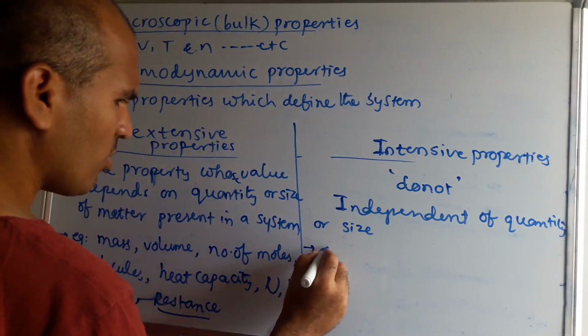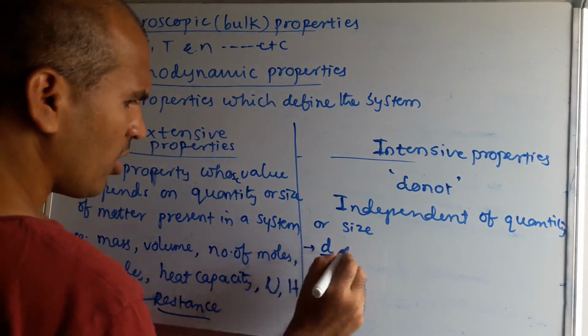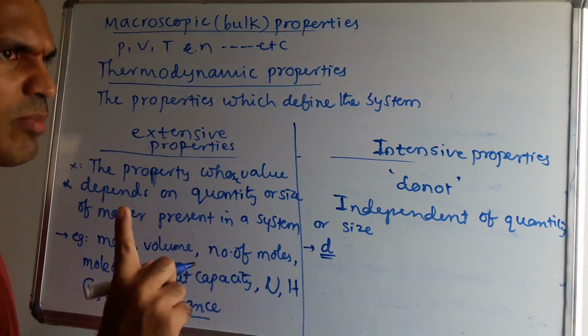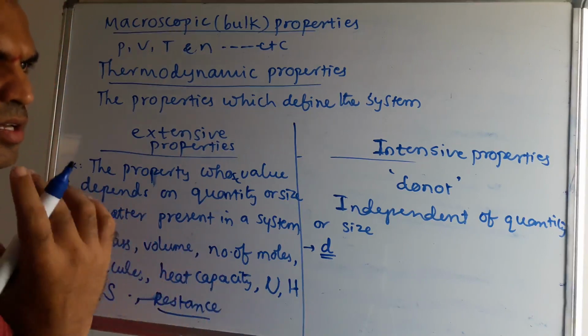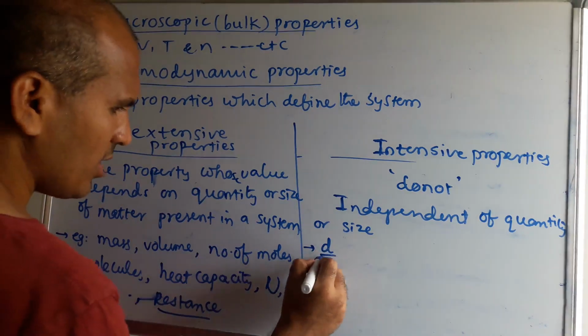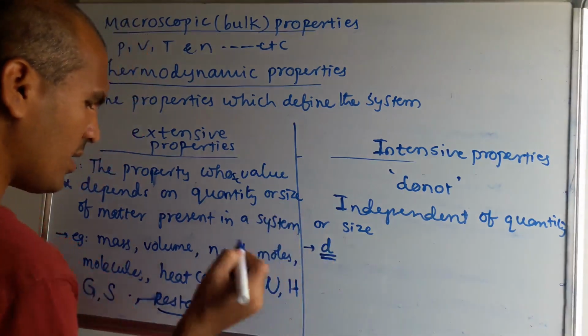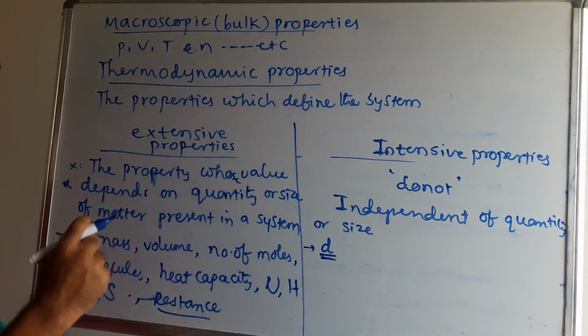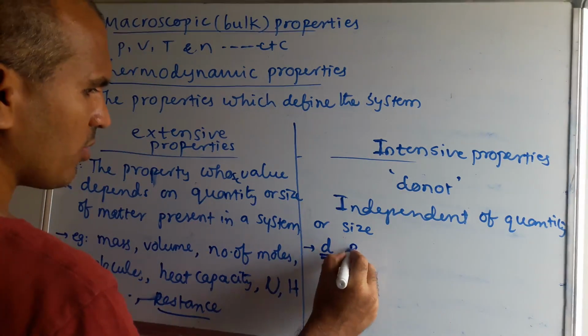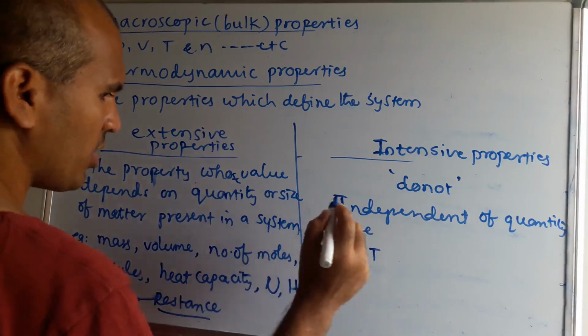The best example is density. Water density for one drop of water is 1 gram per milliliter. For 1 liter also it is 1 gram per milliliter only. So density does not depend on its size or quantity. Next, pressure. Another is temperature.